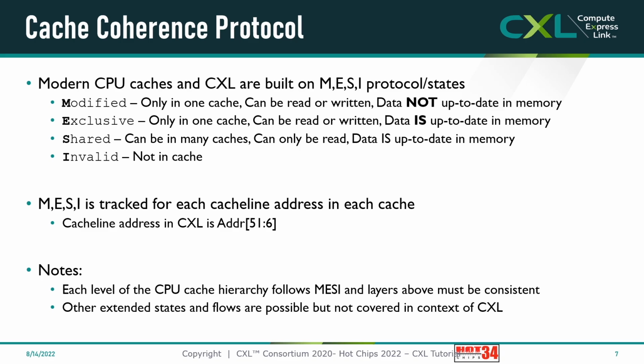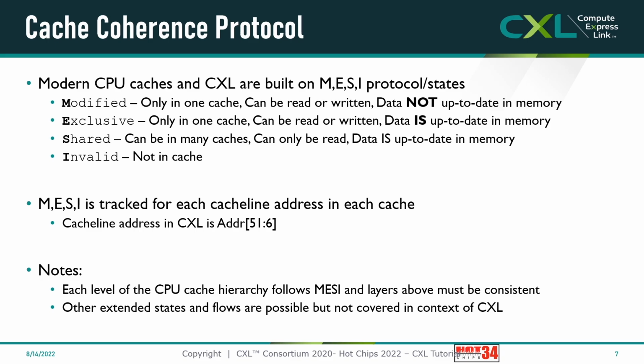Exclusive is an indication similar to modified, where it's only in one cache, can be read or written by the source, the owner of that cache, but the data is up to date in memory. So it's different in that it is up to date. Shared state is a state where it can be in many caches at the same time, but the data can only be read, and the data is also up to date with respect to what's in memory. And invalid is, as it says, the data is not in your local cache.